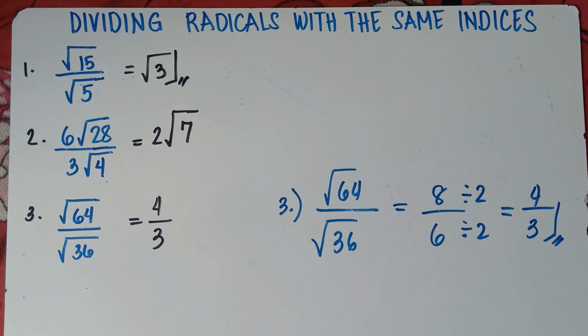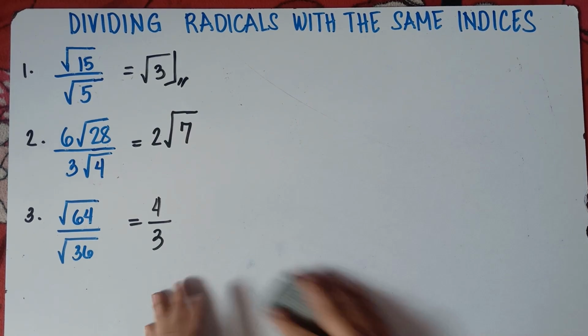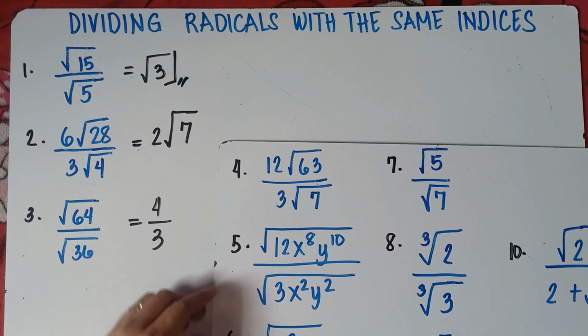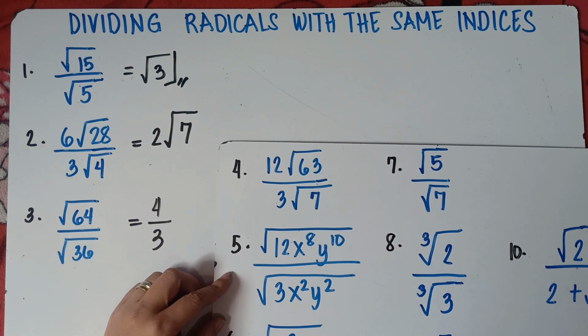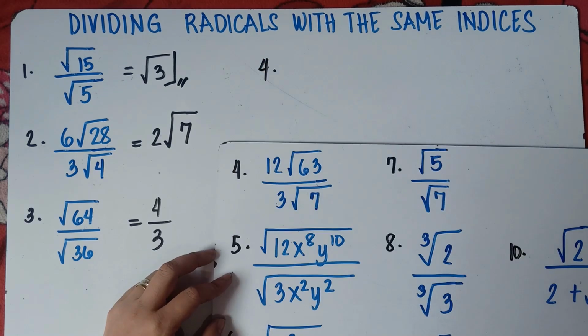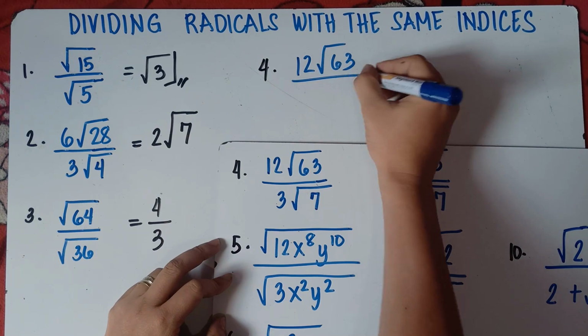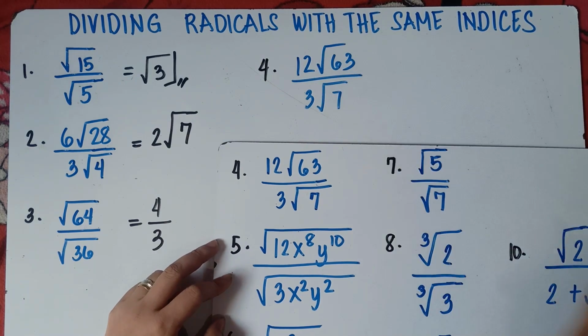Alright, let's try number 4. For number 4, we have 12 square root of 63 over 3 square root of 7.